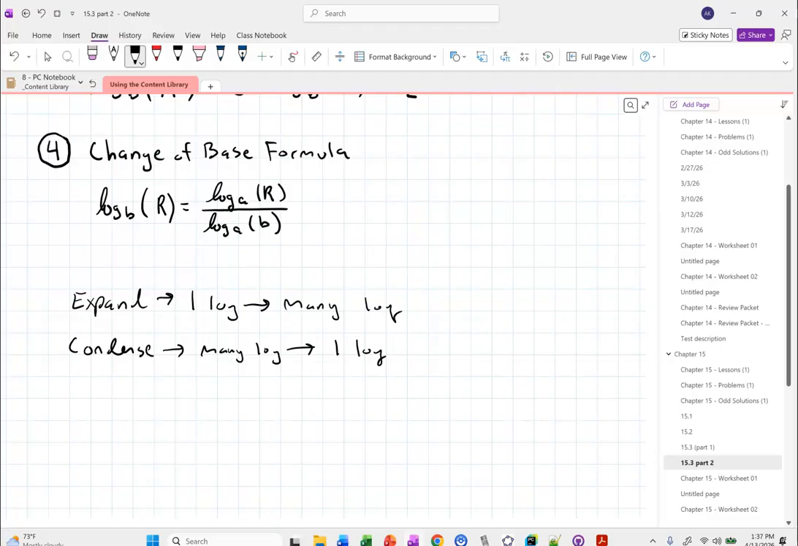Is everybody okay with the idea? For expanding, we're going to want to go quotient, product, power. And when condensing, we're going to want to go the opposite order: power, product, quotient. Unless there's some set of parentheses that dictates you should use a different order, right? But as long as there's no parentheses, that's the order in which we want to use these properties.